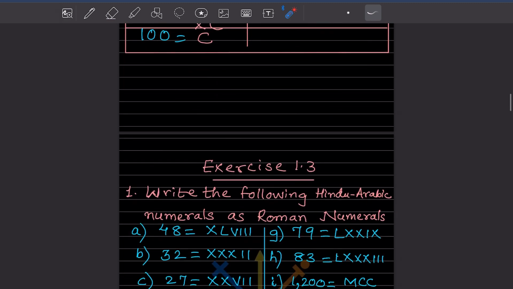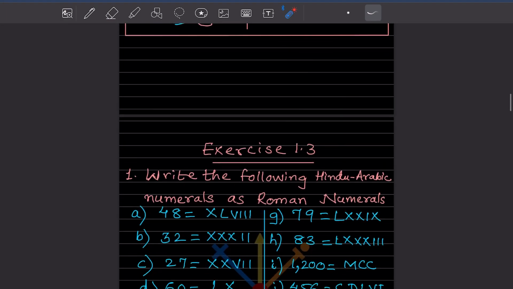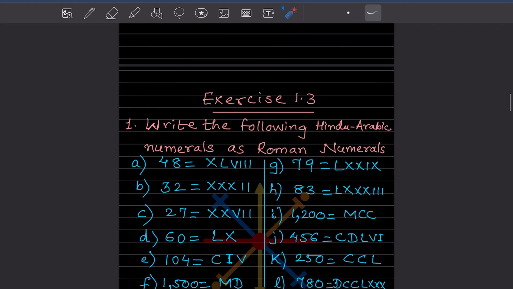So now let us go for the exercise. And since you know this, the exercise here will be very easy. Now look at here. Exercise 1.3. What did they say? Write the following Hindu Arabic numerals as Roman numerals. Numerals means the numbers. Okay. So 48. Now you know 40 means XL. You can see that table later on, because I'm not going to copy the table over here. Later on you can just pause the video. Otherwise, if you have written it in your notes, you can just keep the table in front of you. So this is XL for 40 and this is 8, so 48.